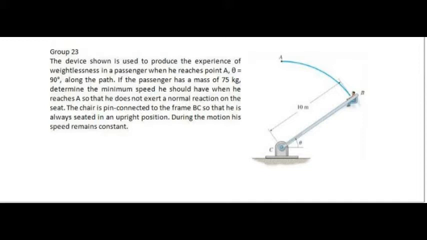We are group number 23, and our problem is the one shown on your screen right now. The figure shows a passenger on a device used to produce the experience of weightlessness in a passenger when he reaches point A, which is exactly 90 degrees from our datum. In our problem, the passenger is said to have a mass of 75 kilograms, and we are asked to determine the minimum speed that he should have when he reaches point A so that he does not exert a normal reaction on the seat. It should be noted that throughout the motion, the speed remains constant.